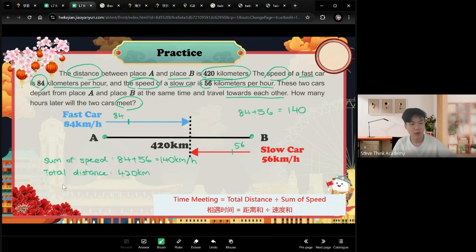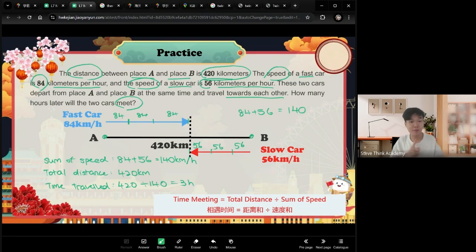Then you want to calculate the time meeting, which is also called time travel. Simply use distance divided by speed equals 3 hours. So that is how we are able to calculate the time taken for them to meet each other. After 2 hours, travel 84. After 3 hours, finally, they both meet each other at the dotted line we have drawn here.